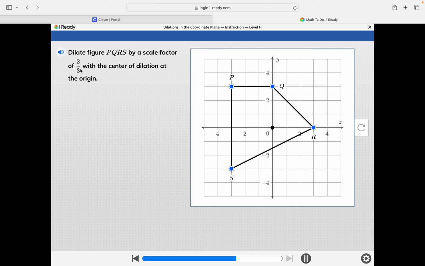2/3. So we have to times everything by 2/3. Everything by 2/3. So origin is right there, Subani. The light will pass from here, okay? It can pass from everywhere, okay? So first, you want to do the P. Which one comes first? P, and then Q, and then R, and then S. So let's do the P.